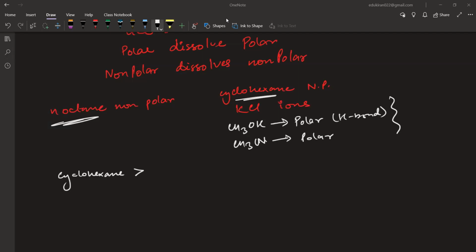KCl is the most polar, right? Negative and positive charges are present. Next, CH3Cl, because it is simple polar, right?